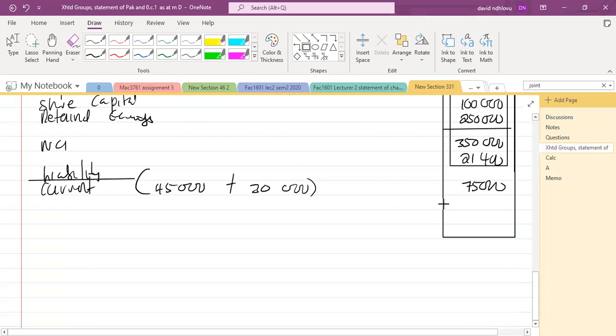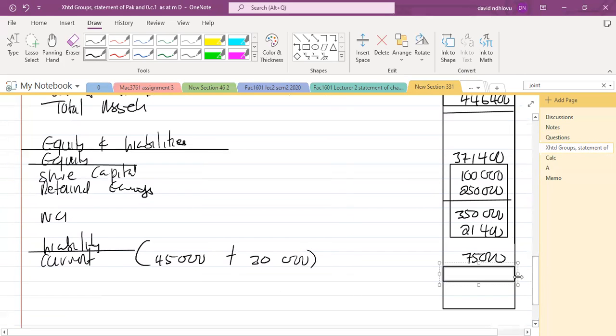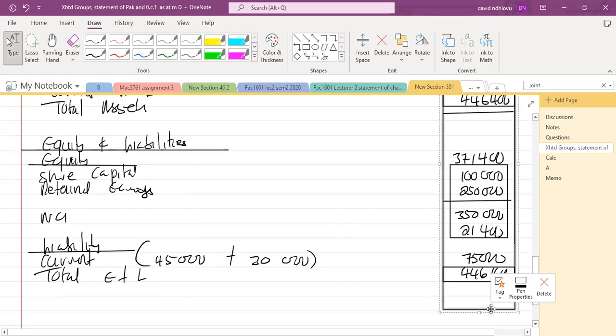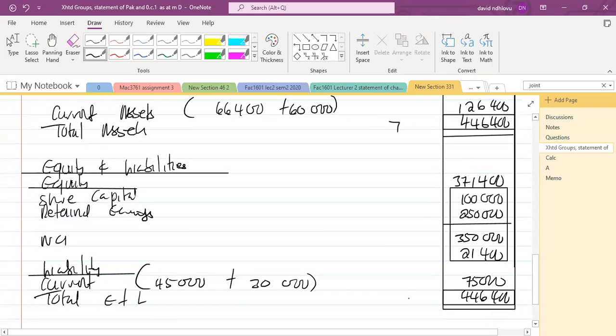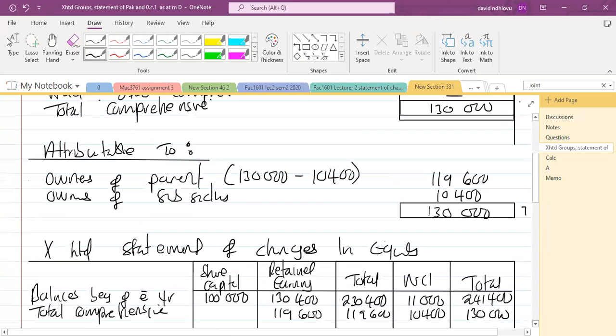Right, then we need to add these two amounts together. So we add the value of 371,400 plus the amount of 75,000. We are going to get 446,400. Right, this here is total equity plus liabilities, and as usual, the balance sheet must balance. So this value must tie back to that value. Right, and you'll be done with your question.